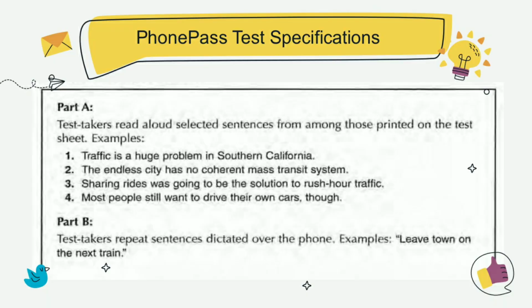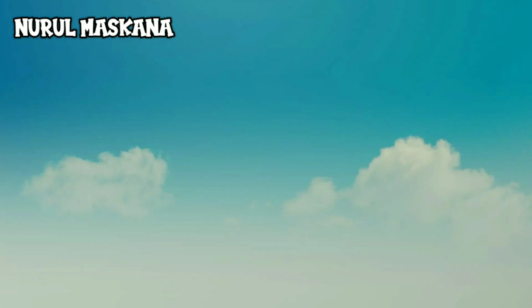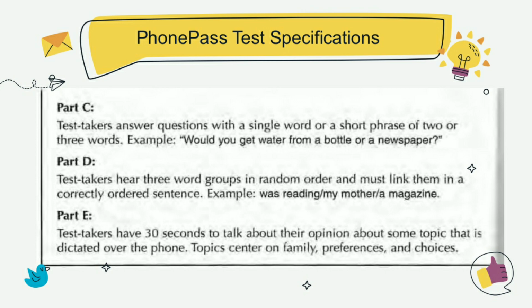The PhonePass test elicits computer-assisted oral production over a telephone. Test takers will read aloud, repeat sentences, say words, and answer questions with a downloadable test sheet as a reference. Test takers are directed to telephone a designated number and listen for directions. These are the test specifications of the test.